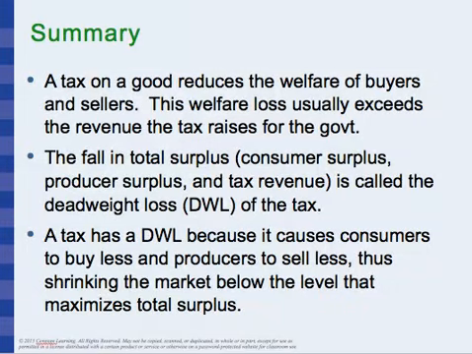So in summary, again, a short chapter here. A tax on a good reduces the welfare of buyers and sellers. This welfare loss usually exceeds the revenue the tax raises for the government. So we have to be mindful of it. The fall in total surplus, consumer surplus, producer surplus, and tax revenue is called the deadweight loss of the tax. A tax has a deadweight loss because it causes some consumers to buy less because they're paying that higher price to buy, and producers to sell less because they're getting less money because of that wedge driven in there by the tax. Thus, it shrinks the market below the level that maximizes total surplus. Essentially, we move away from equilibrium.